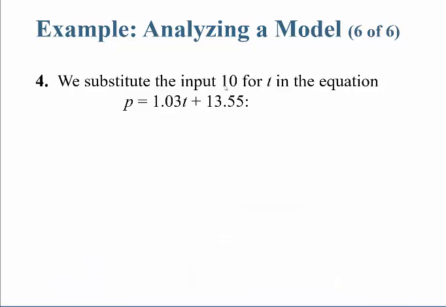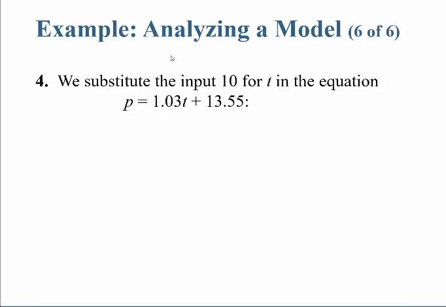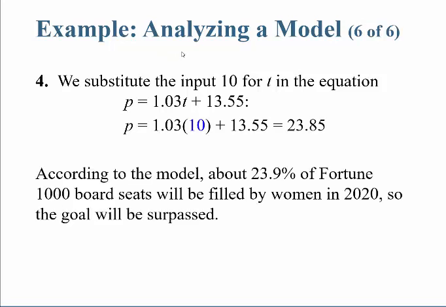If we substitute 10 into the equation because we want to predict for 2020, remember T here is years since 2010, if you plug that in, you'll get 23.85. So according to the model, about 23.9% of Fortune 1000 board seats will be filled by women in 2020, so the goal will be surpassed. That's great.